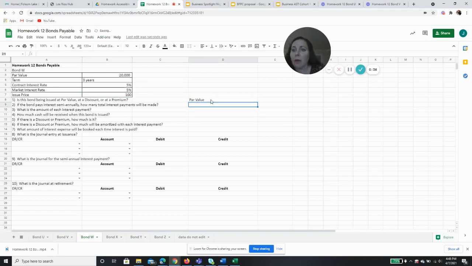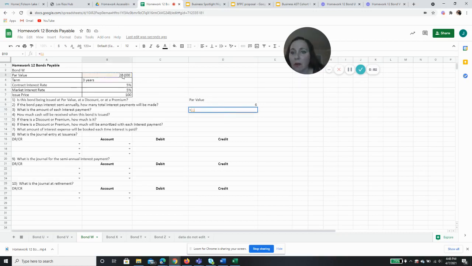Okay. If the bond pays interest semi-annually, how many payments? So it's going to be 3 years times 2, because semi-annually means we pay interest twice a year. So we're going to pay interest 6 times. What is the amount of each interest payment?